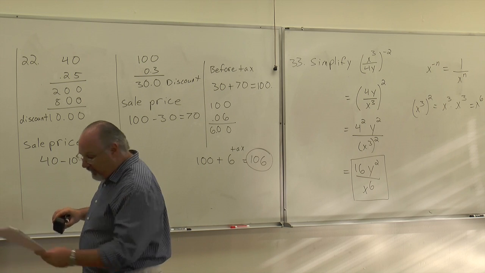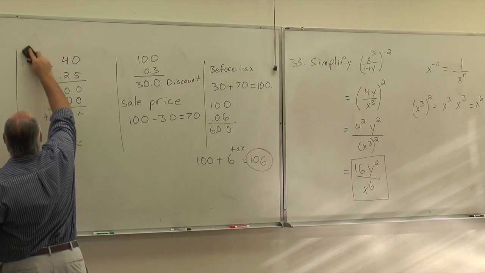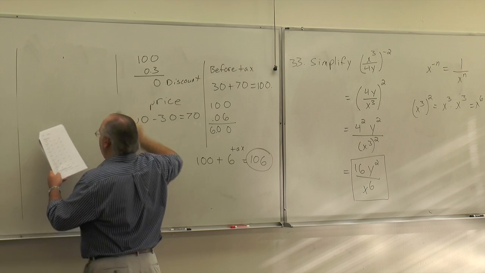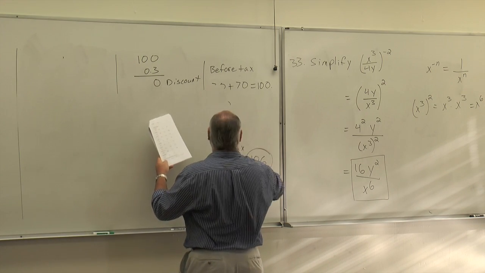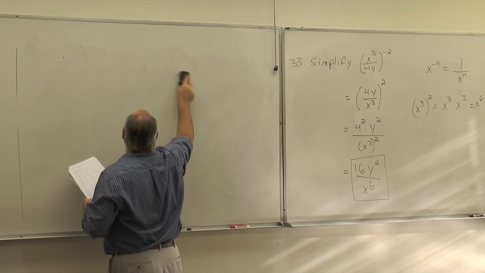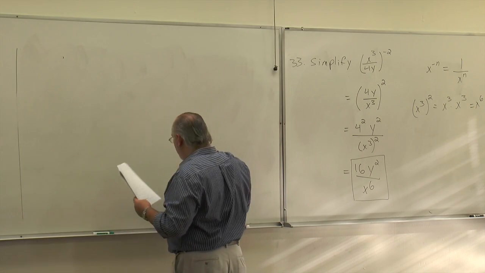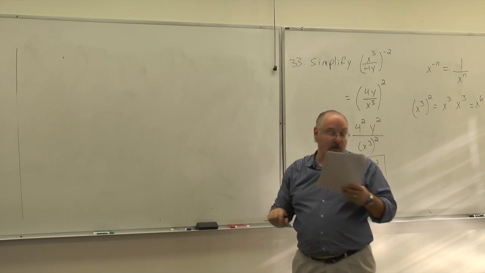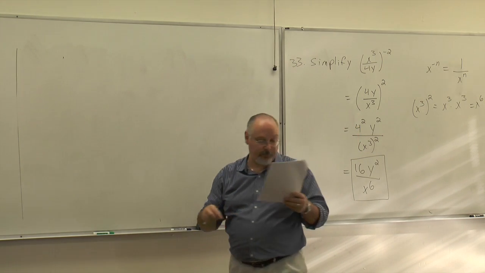All right, and then 35 you said? Yes. All right, for 35, I'm going to do this one 2 ways. I'm going to do it the traditional way, which is how I'm sure many students have done it. Then I'm going to do it my way.